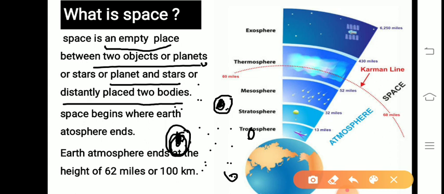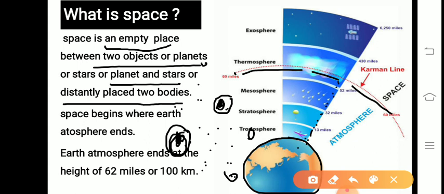Next, where does space begin in terms of Earth? Just watch this diagram, and in it you will find this is the Earth. When you move upward from the Earth's surface and reach a height of 60 miles, the denser atmosphere gradually becomes thinner and finally the atmosphere becomes absent, and the point from where the atmosphere disappears, that area is called space. So this area from here to here is the atmosphere, as written here, and onward there is space.